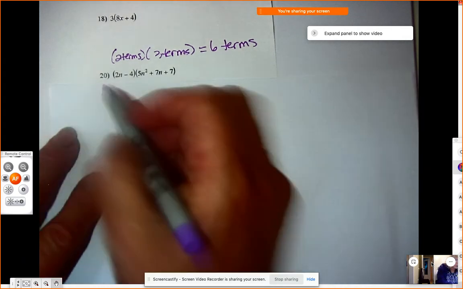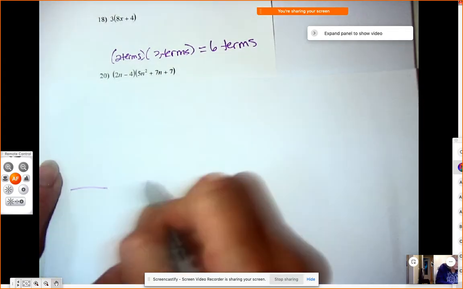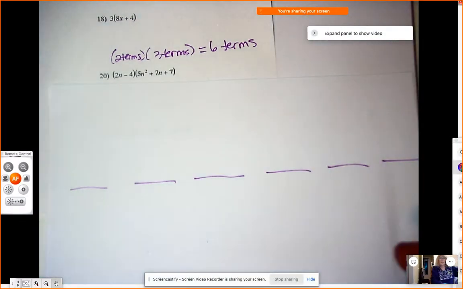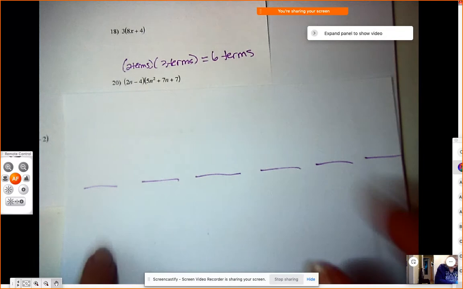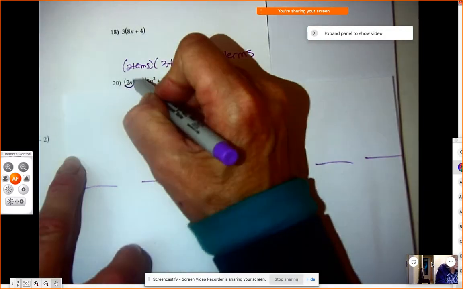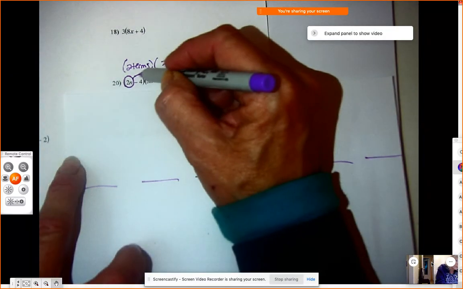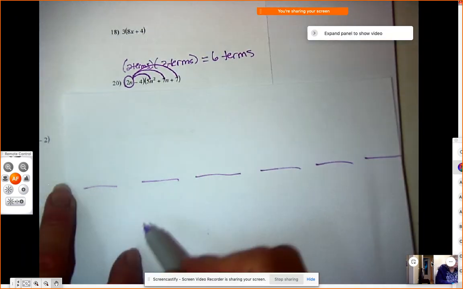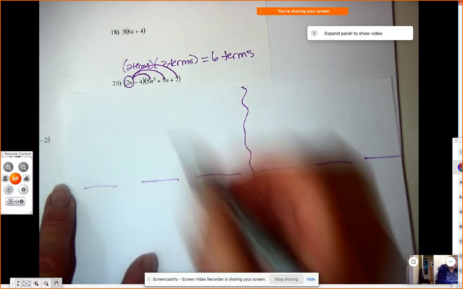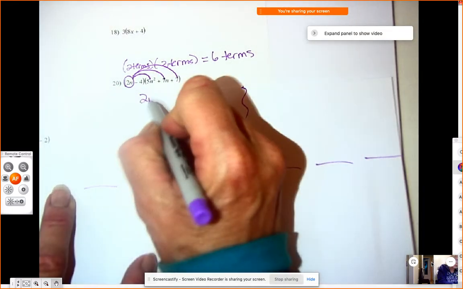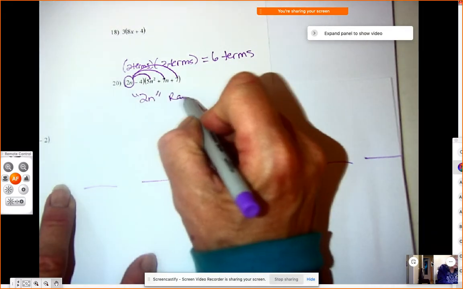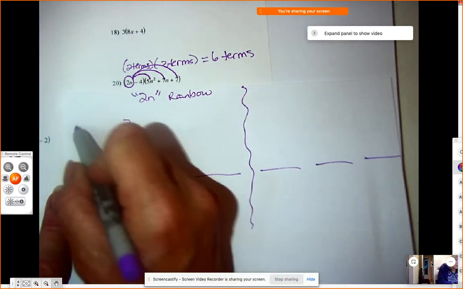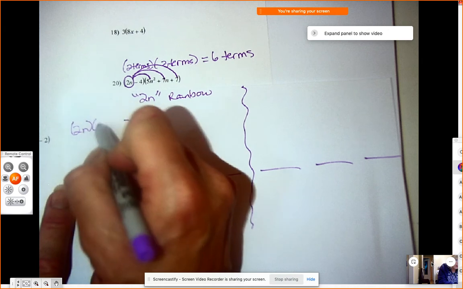So what you want to do is do this. 1, 2, 3, 4, 5, 6. Give yourself 6 blanks. And we're going to fill them in. All you do is take the first term in the first parenthesis, and I would say FOIL, but I'm just going to say rainbow it out. It hits every term in the next parenthesis. So the first 3 blanks are going with 2n, which is going to rainbow out. So the first one here is going to be 2n multiplying 5n squared.